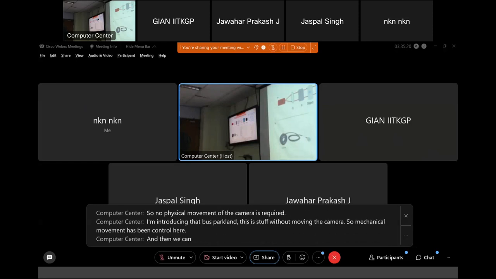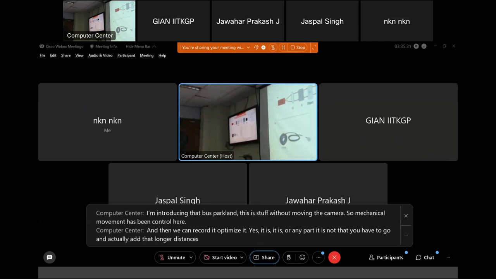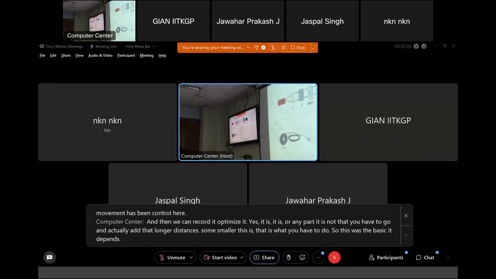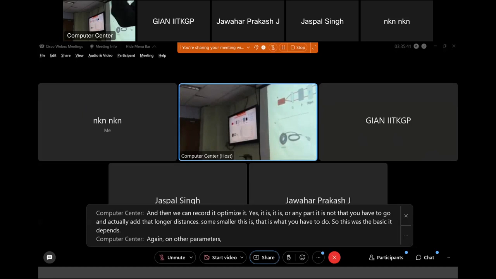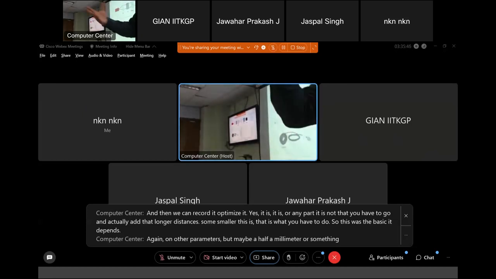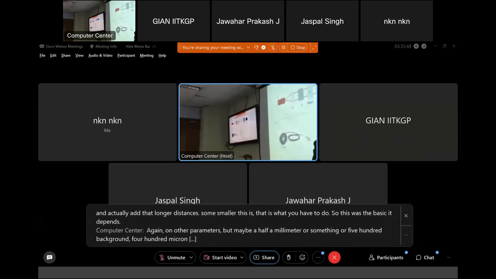Is it possible to optimize that path length? Yes, it is. It is not that you have to go abruptly to longer distances. Some smaller distance is what you have to do. So this was the basic technique. It depends again on other parameters, but maybe half a millimeter or some 500 micron, 400 micron, 100 micron is enough. So this was one work.